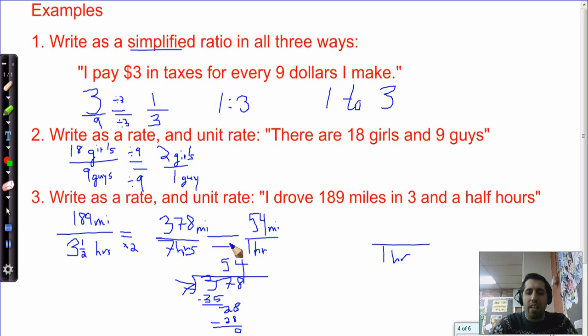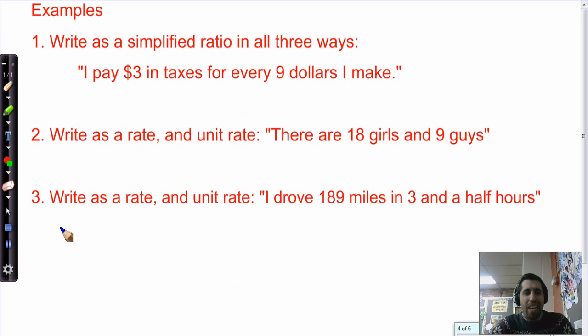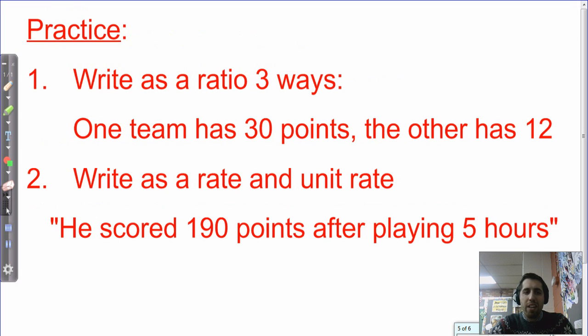So hopefully you can see that. Make sure you have all these notes. Rewatch it if it didn't make sense. I'm going to leave you with some example problems as always. So here they are. Number 1 is to write as a ratio in 3 different ways the statement: one team has 30 points, the other has 12. So write that as a ratio 3 ways. Second, write as a rate and a unit rate. So you got to know what that means.